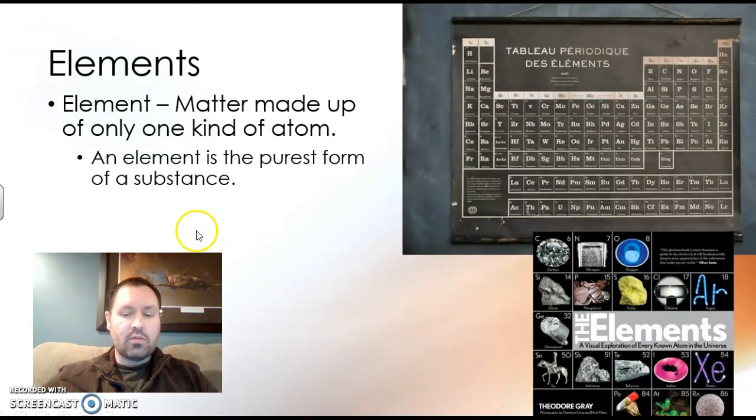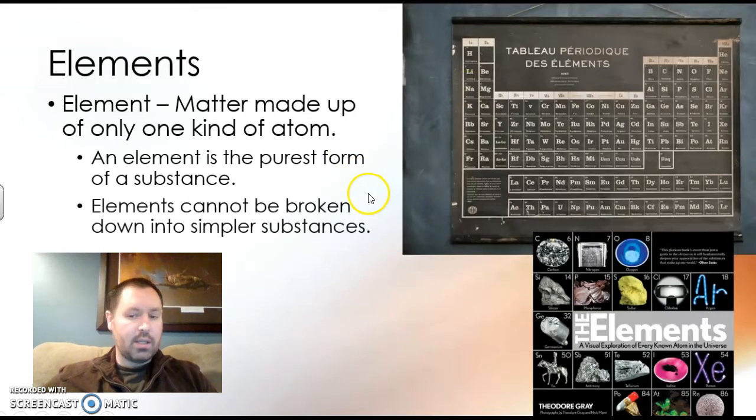An element is the purest form of a substance. In other words, if you had something like sodium here and you try and break it down into something simpler, you can't. It's going to be sodium. You just can't break it down into anything simpler. Elements cannot be broken down into simpler substances. You can't do that with calcium or magnesium or beryllium or anything. You can't break it down into a simpler substance. It is in its most simple form.